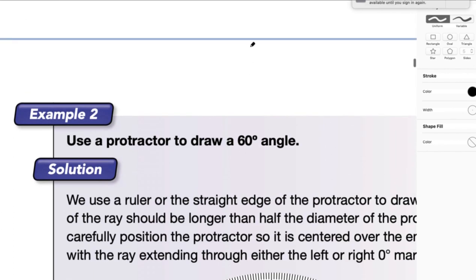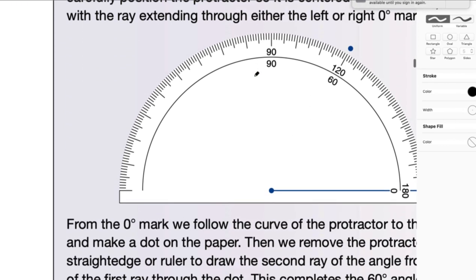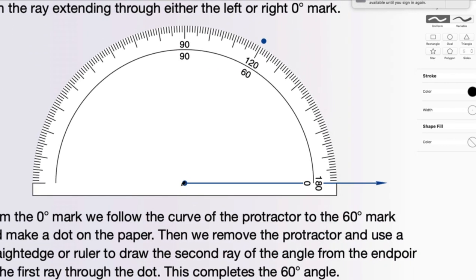What you want to do when you have this is get your protractor and first draw one straight ray that is a horizontal line, and you're going to call this the vertex of your angle. Make sure it's at the little dot or the little hole at the bottom of your protractor.